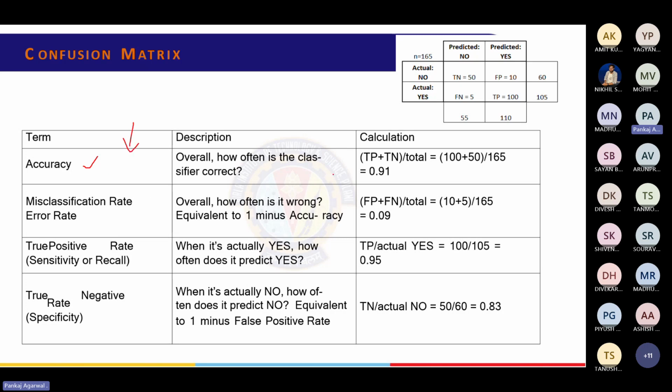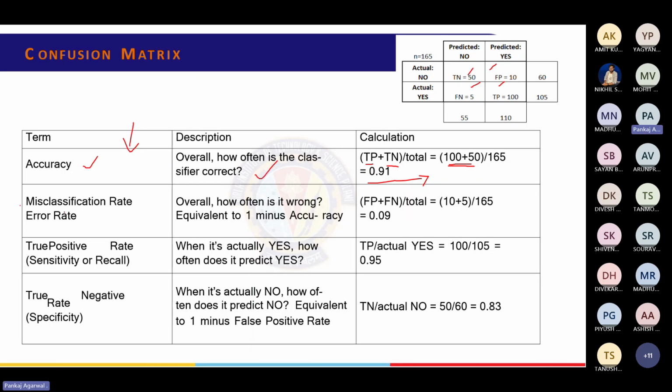So accuracy is very simple, right? Obviously the two cases were true positive and true negative. So I add up both these and divide by the total, by all the four values, right? That would give you the accuracy. So what are the actual true cases, both positive and negative, divided by the total cases. So 0.91, 91% is quite a good accuracy rate, right? I hope this is clear.